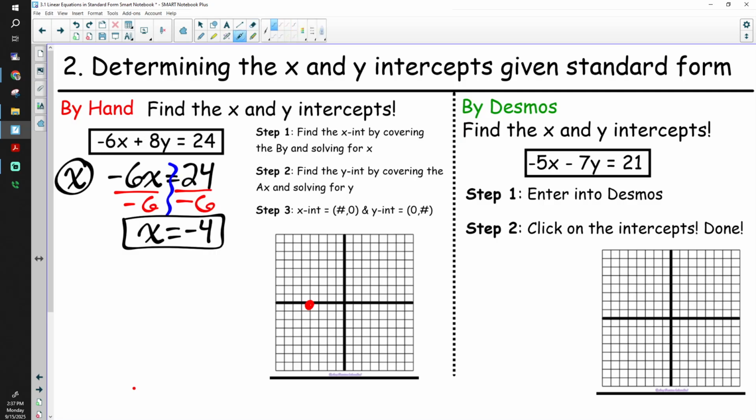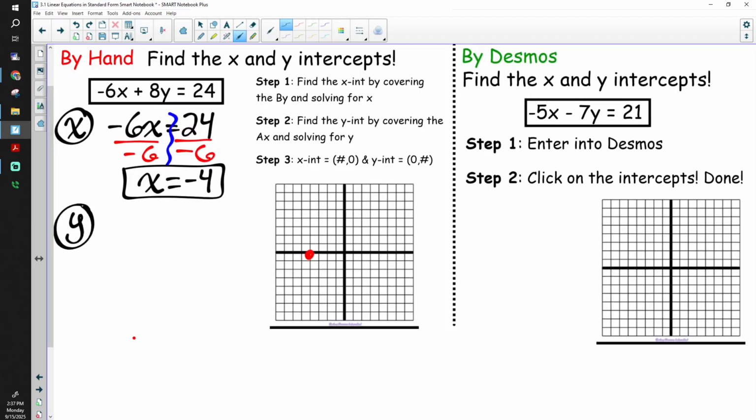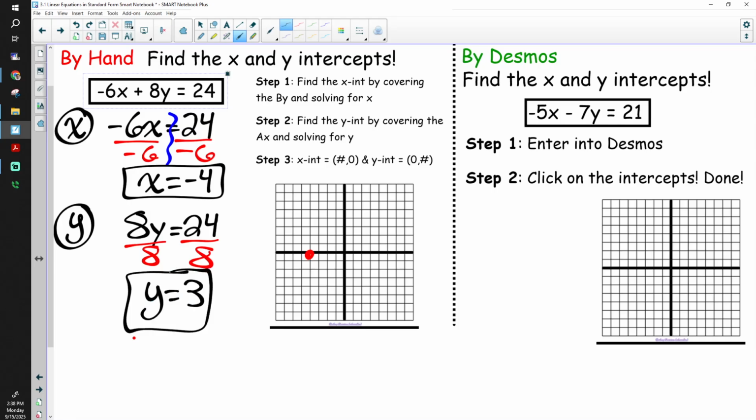Okay, now to find our y-intercept, think, what are we going to do? For x, we covered up the y. For the y-intercept, what are we going to cover up? The negative 6. It's negative 6x. It's gone, and all that's left is 8y. 8y equals 24. We're going to solve this to find our y-intercept. Divide by 8, and y equals 3. That's my y-intercept.